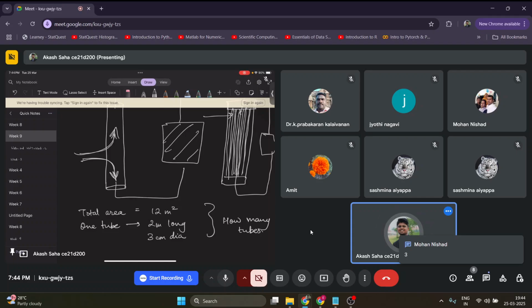No, 3 is not the correct answer. See, the diameter is 3 centimeter. Definitely you have to convert. Otherwise, how will you solve? Diameter is 3 centimeter and it is 2 meter long. And total area is 12 meter square. So how many tubes? It's simple mathematics.